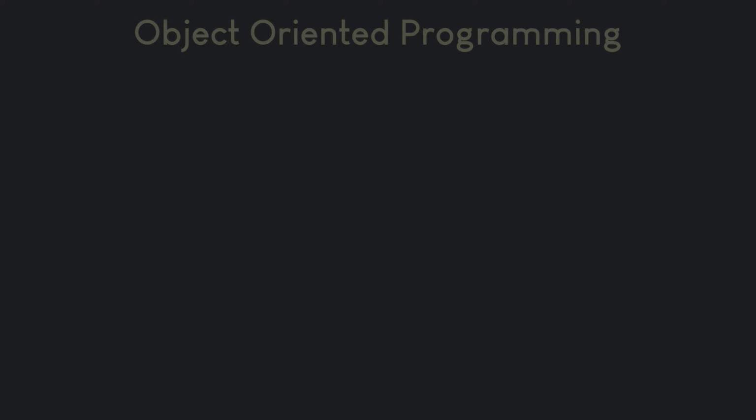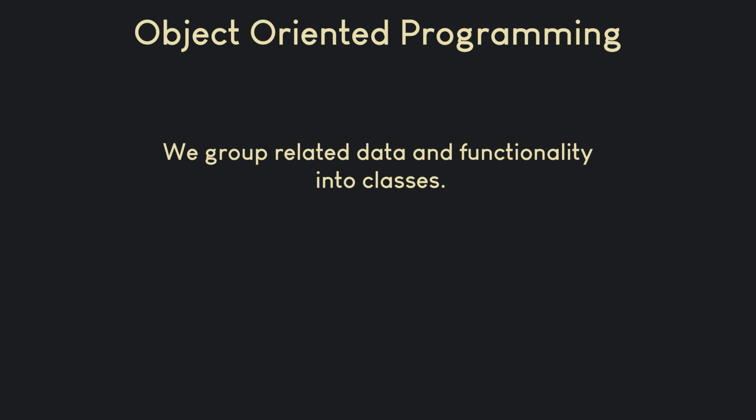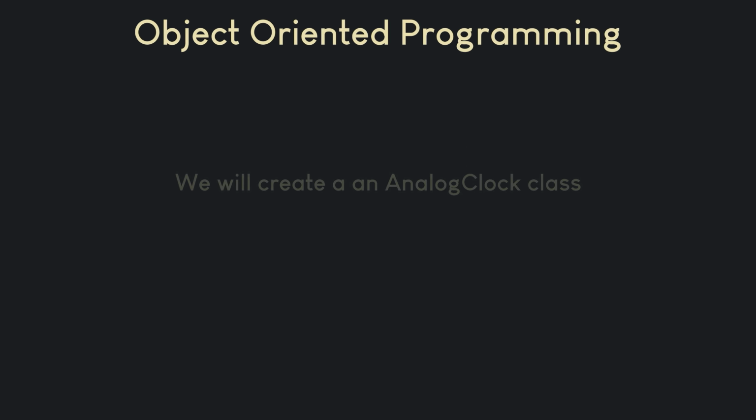Let's start. In this project, we are going to use object-oriented programming to help us organize our code. In object-oriented programming, we group related data and functionality into classes, which makes our code more modular, organized, and easier to maintain. So let's create an analog clock class. We are creating a separate class for our clock, so we need to separate the declaration of the class and its implementation. This is where the header file and the implementation file come into play.